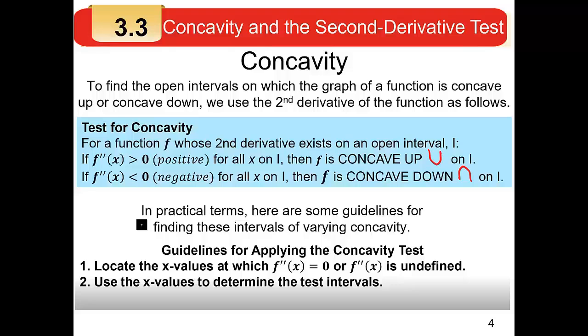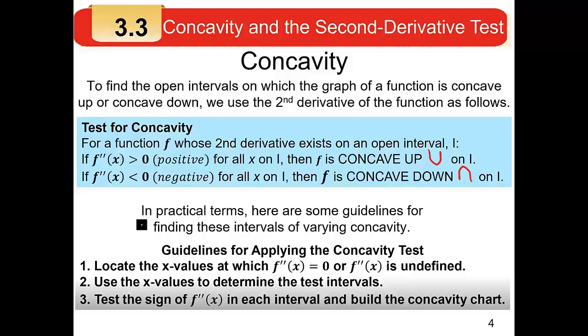Again, think back to when you did increasing and decreasing intervals. That's exactly what you did. You were doing it with the first derivative. Here we're doing it with the second derivative. And finally, test the sign of the second derivative in each interval determined by step 2, and then build a concavity chart. Thinking back to what you were doing with increasing and decreasing, you were doing this with the first derivative, what we call critical numbers, and you were building an increasing decreasing chart. Now you're doing it with the second derivative, and you're building something I will call a concavity chart.